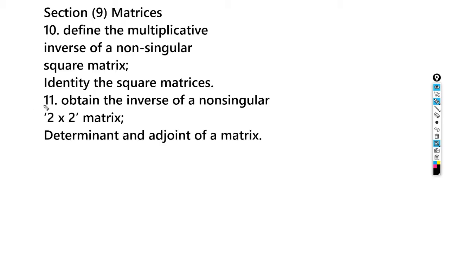Hey guys, so we're back to section 9, number 10 and 11 in the CXC syllabus, and today we're going to be covering this topic here where it says identity of square matrices. So basically we're going to look at what the identity matrix is. I assume that's what it's referring to, so that's what we're going to look into right now. So let me just clear this screen and give you the definition for the identity matrix, okay?